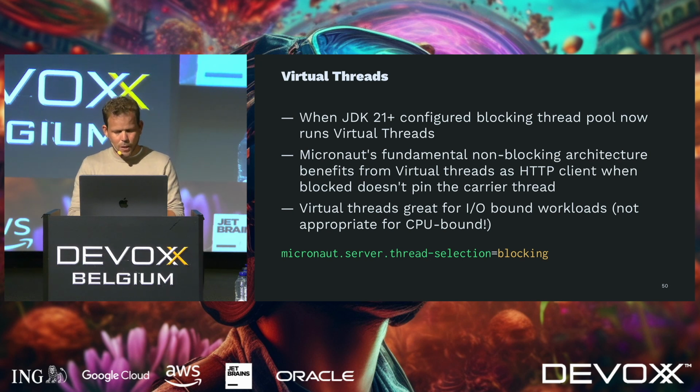Now the great thing is that there's not much you have to do to enable this in Micronaut. You just set the Micronaut server thread selection to blocking. If you're running on JDK 21, it'll automatically run all blocking operations on virtual threads. If you're running on earlier versions of Java, it'll use an I/O caching thread pool that expands and contracts. So that really is the entire story in terms of blocking threads.